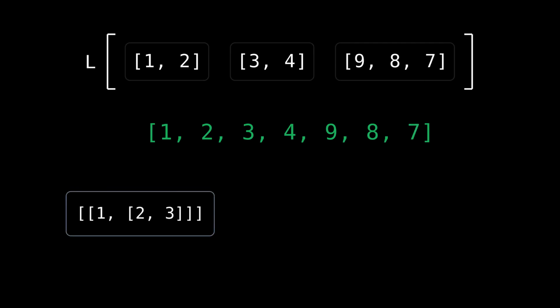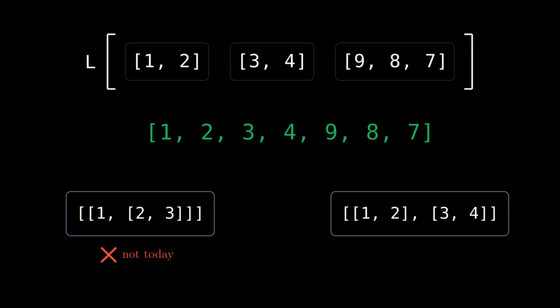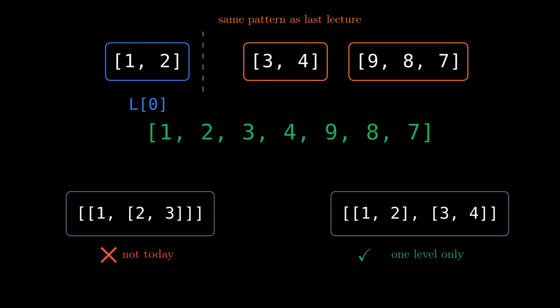One assumption keeps the problem clean, no lists within lists within lists. Just a list whose elements are lists of integers, one level of nesting. That makes it a perfect fit for the pattern from last lecture. Peel off the first element, recurse on the rest.